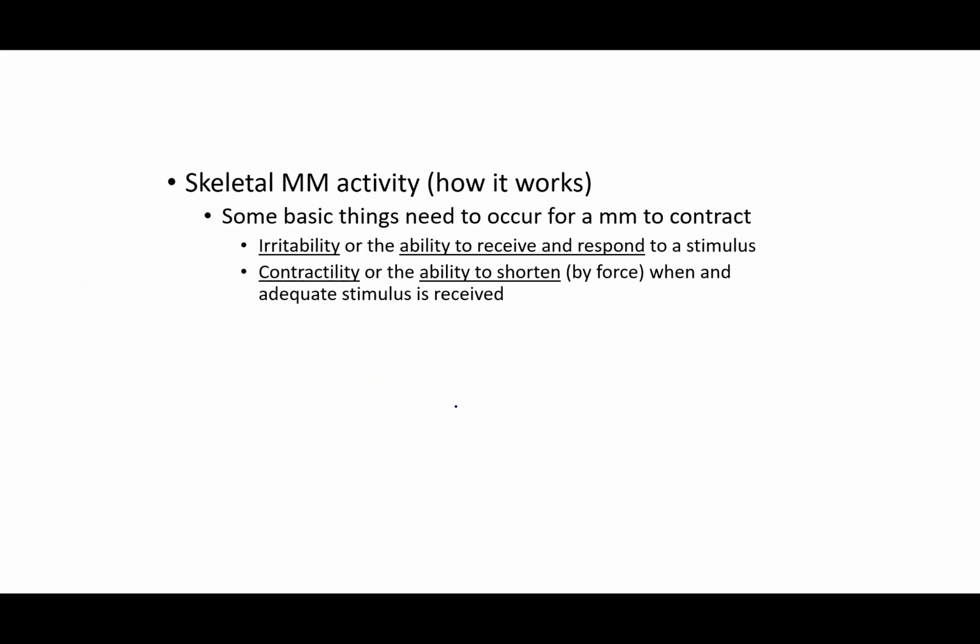Okay, so for a muscle to contract, you have to have this thing called irritability. Now that's a funny word because usually when we say irritability, we're annoyed. But this is different. Irritability is the ability to receive and respond to a stimulus. So receive and respond to a stimulus.